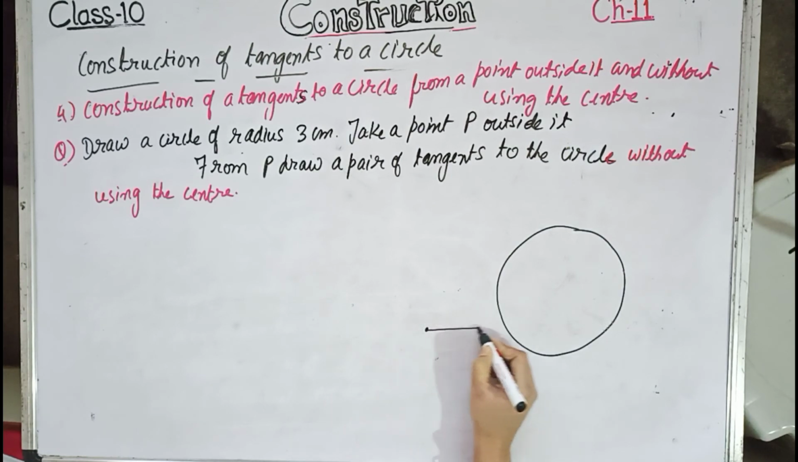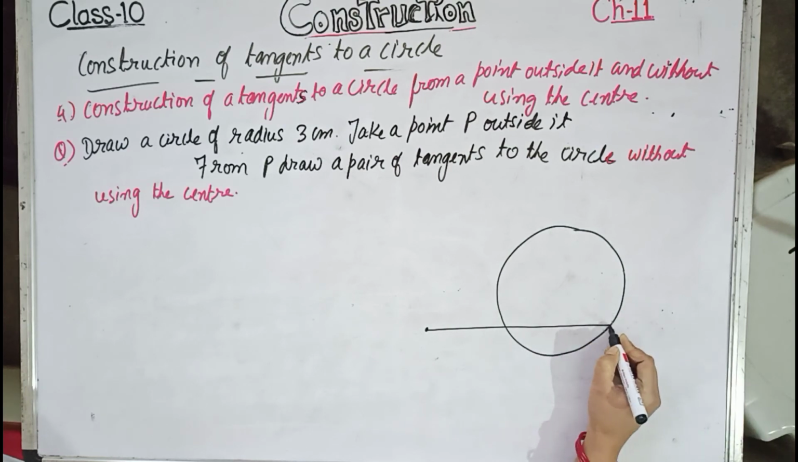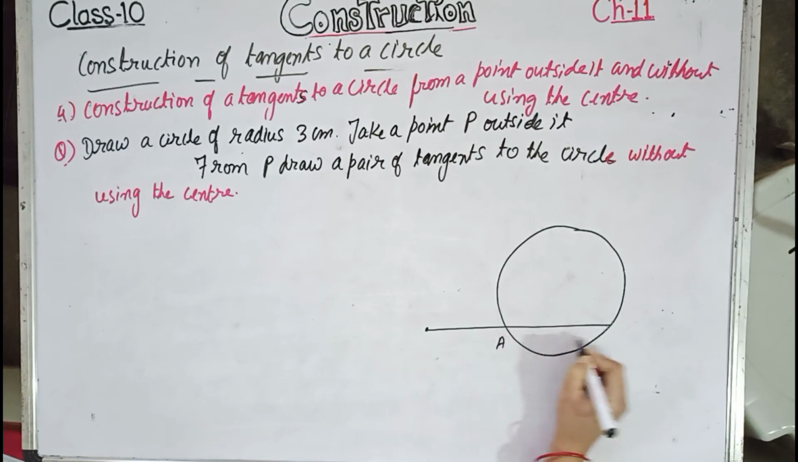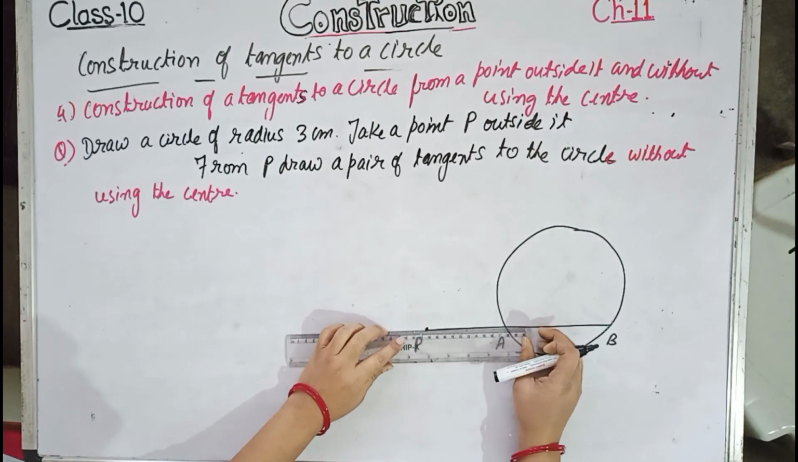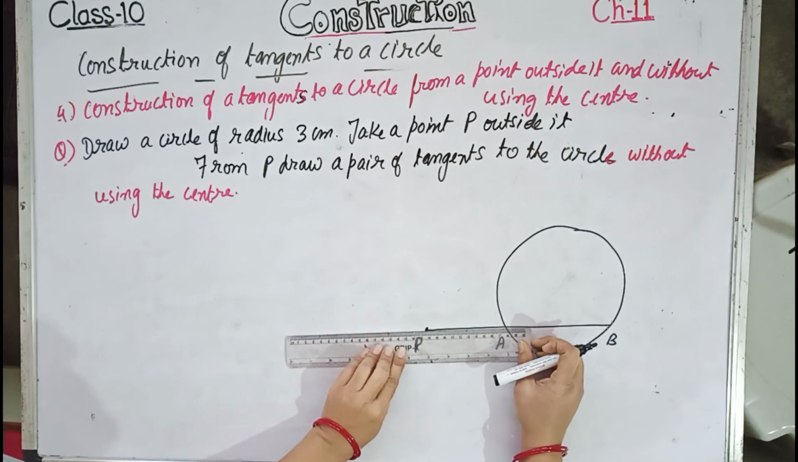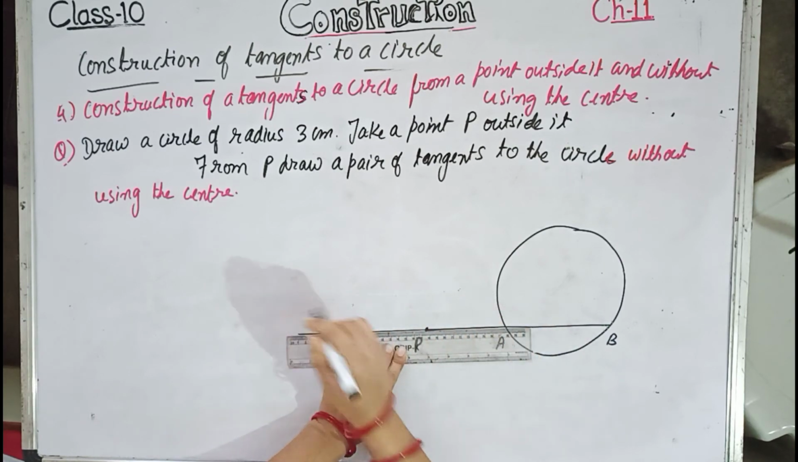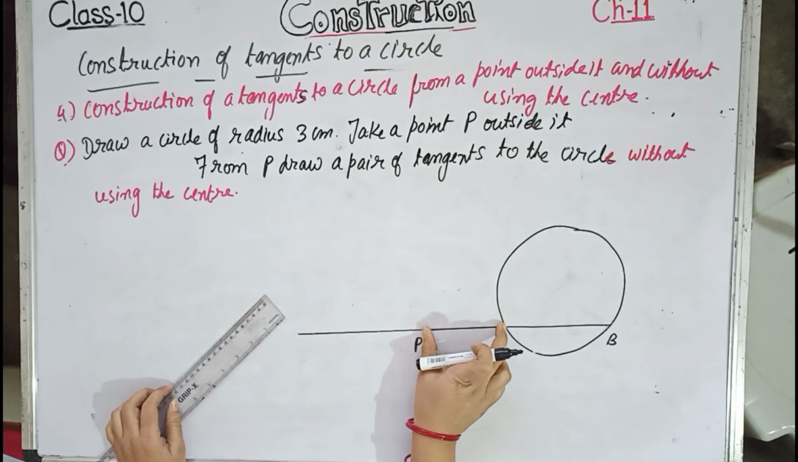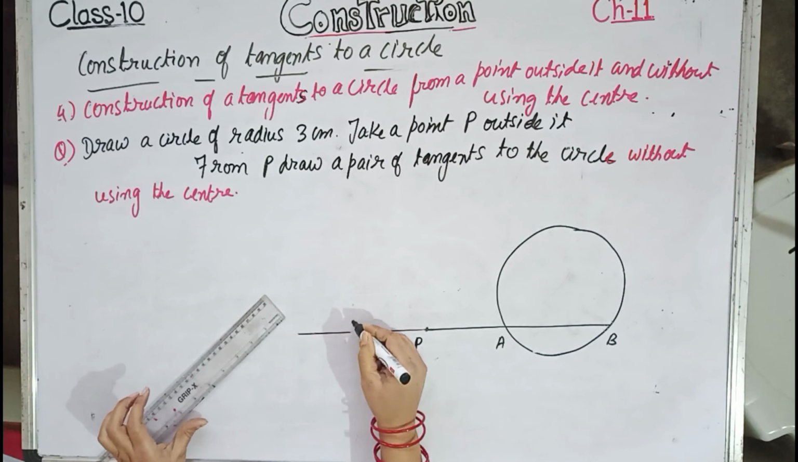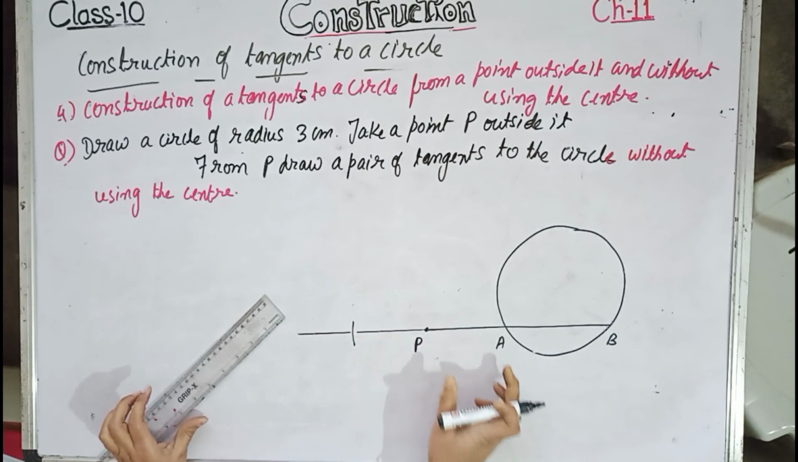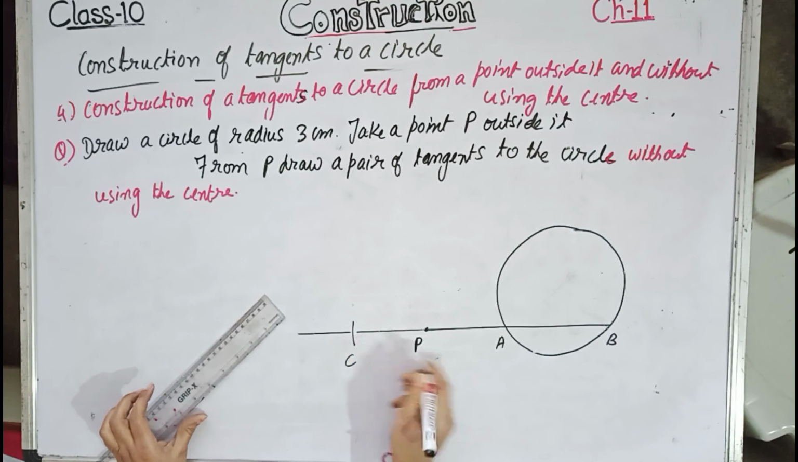Now from P draw a secant. I mean, don't cross it, let it touch the circle over here. Let the points of contact with the circle be A and B, and this point is P. Now with the help of your scale, extend this line further. Now take your compass, measure this length and extend it to cut. So it has been done. Suppose that point is C.